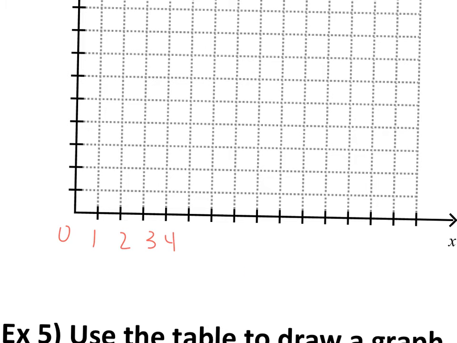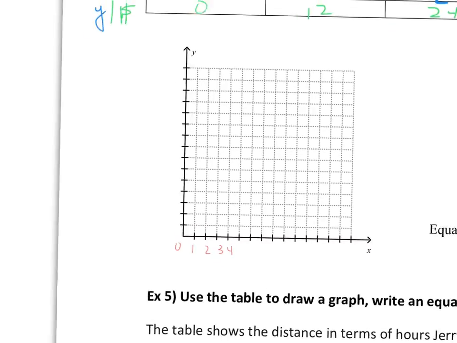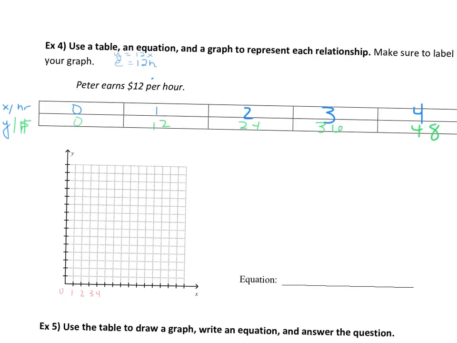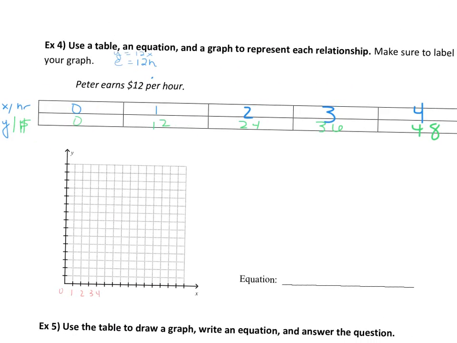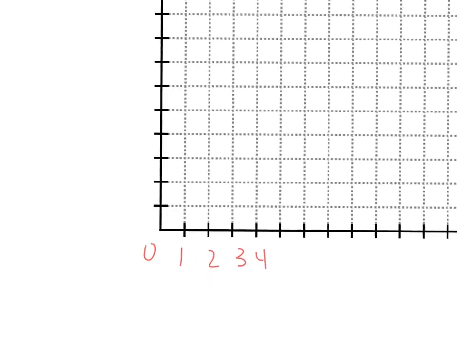All right, I'm going to erase this real quick down here. Just don't want to confuse anybody. All right, now going up my y-axis here, right? I'm going up by 12s. So again, since I started at 0, I'm just going to follow the pattern that I have here. And I'm going to do 12, 24, 36, and 48 up my y-axis here.